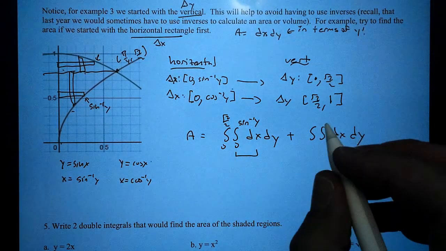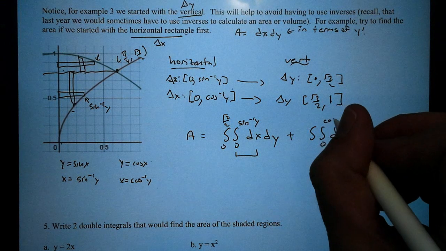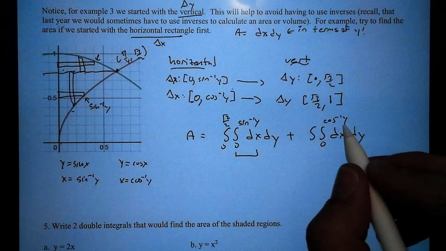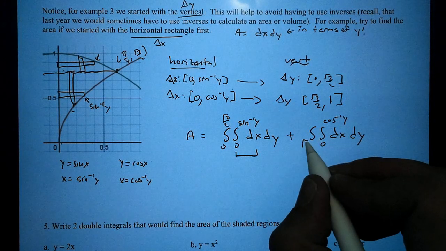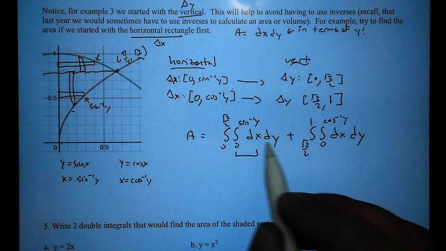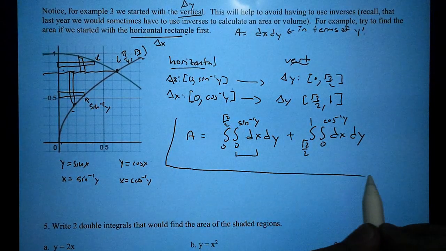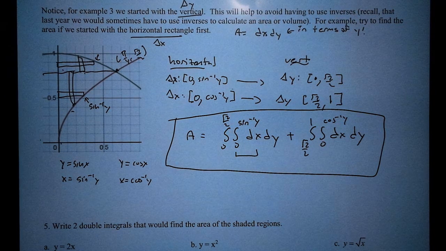So this is going to go from 0 to the inverse cosine of y. Again, check it. Does my y match up with my outside variable? And the outside, root 2 over 2 to 1, should be numerical. And this would give you the same exact area, although not as easy to solve.